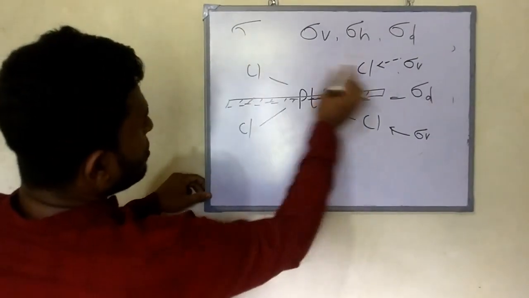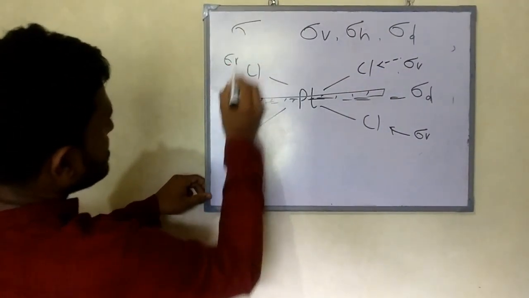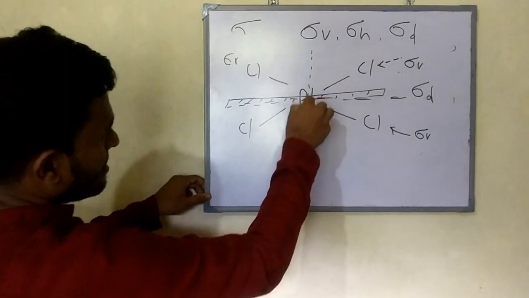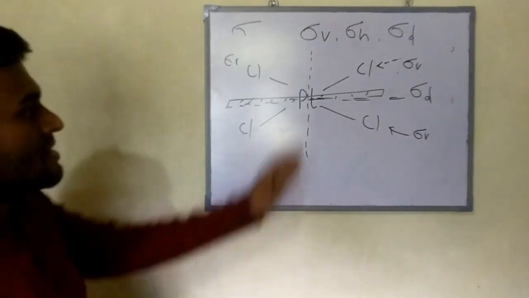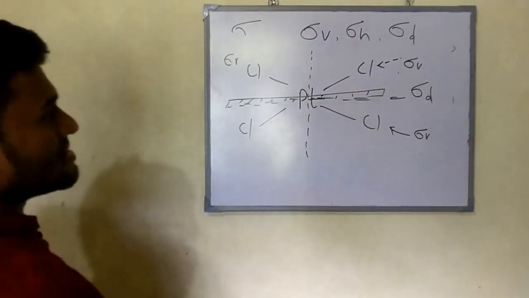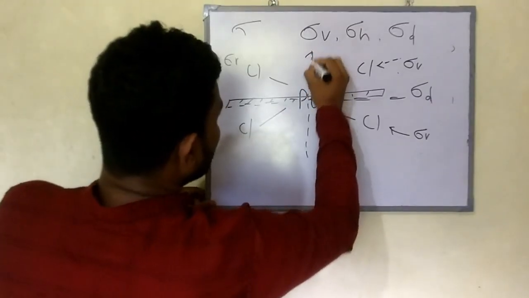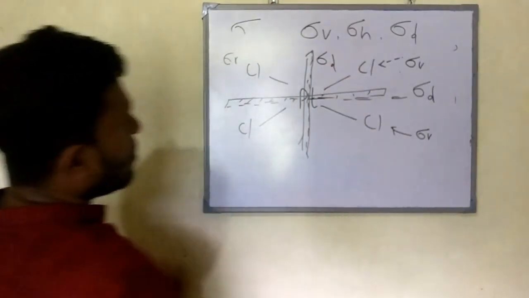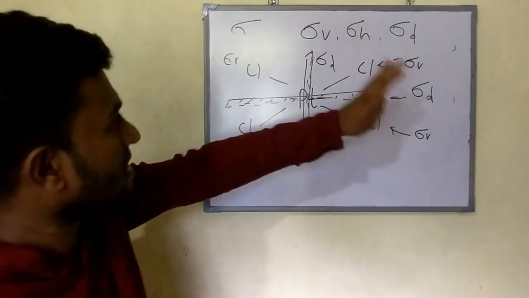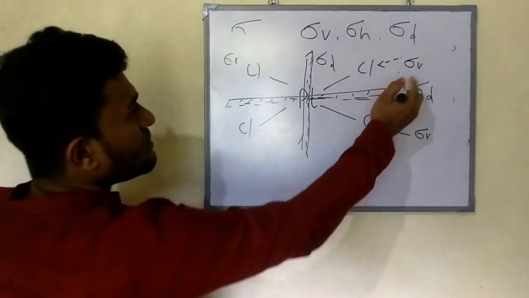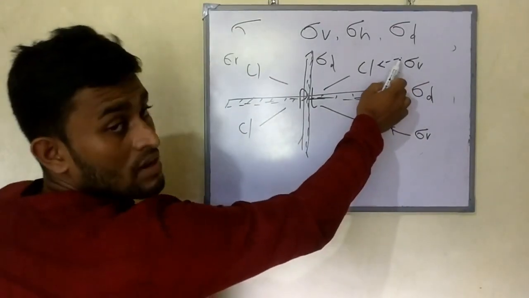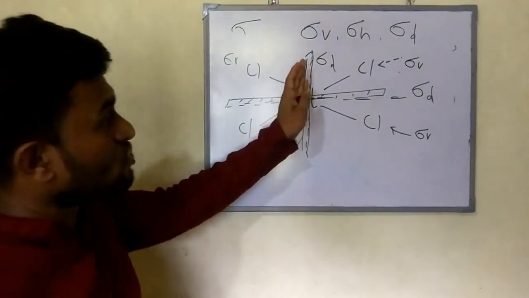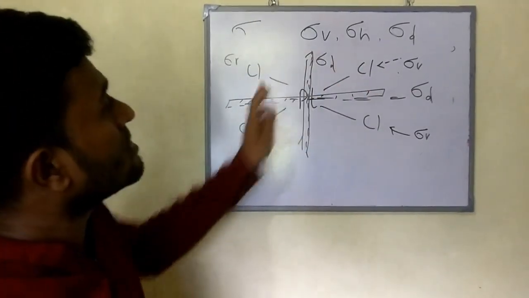So this is another plane that is called a dihedral plane or sigma d. Likewise, here this one is also sigma v, but you can cut like this, you can divide like this. This is also such a dihedral plane. Always sigma d should be in between two sigma v.